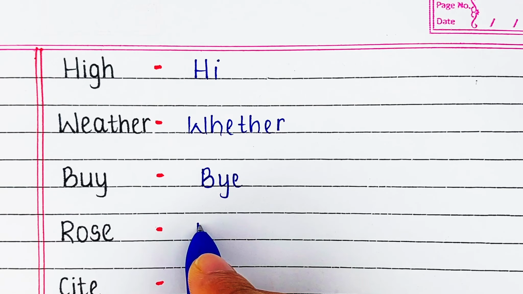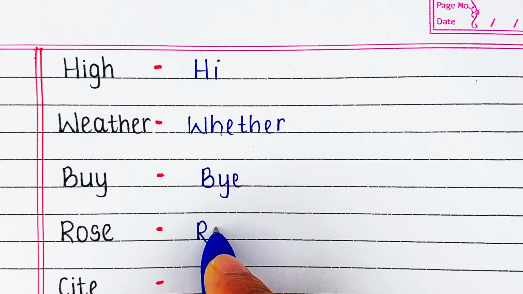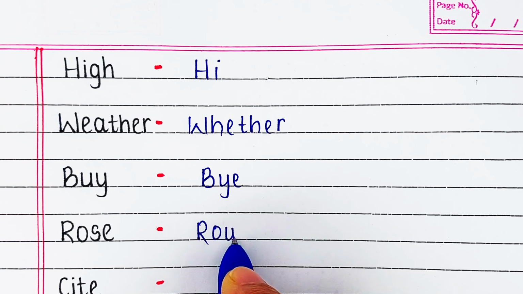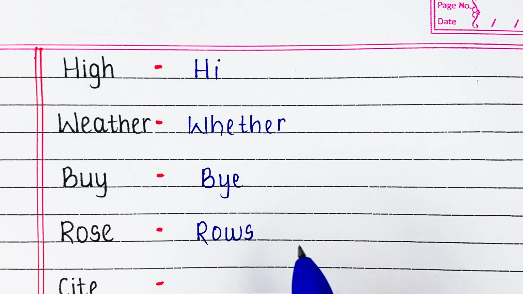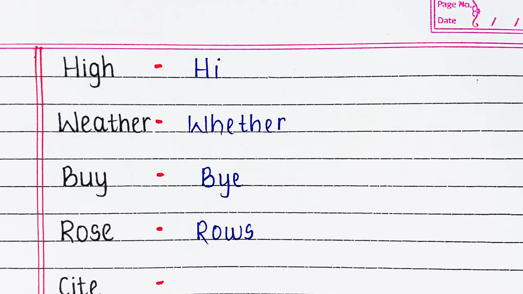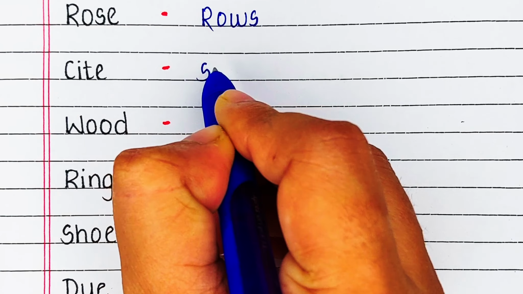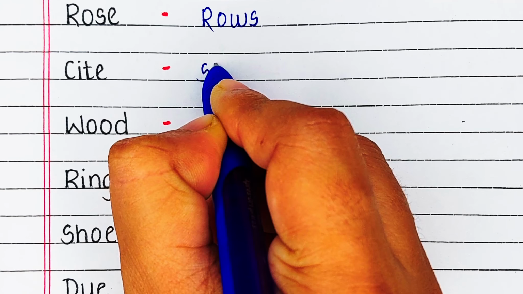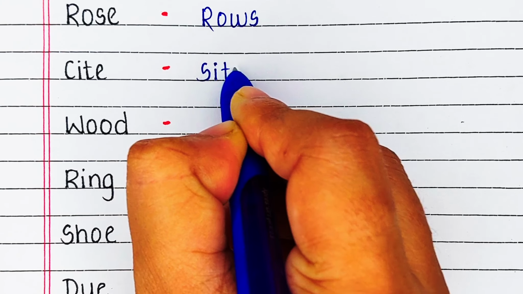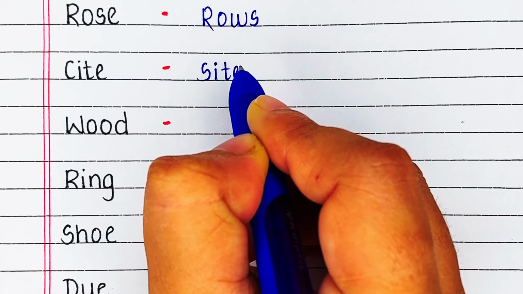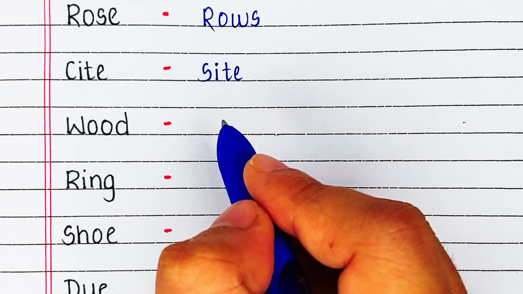Next is rose. ROSE means flower, whereas ROWS means horizontal lines of identical objects. Next pair of confusing words, site. CITE means to mention, whereas SITE means a location.